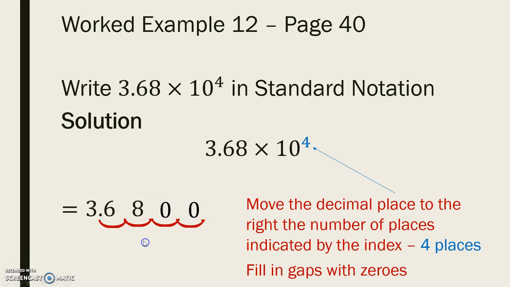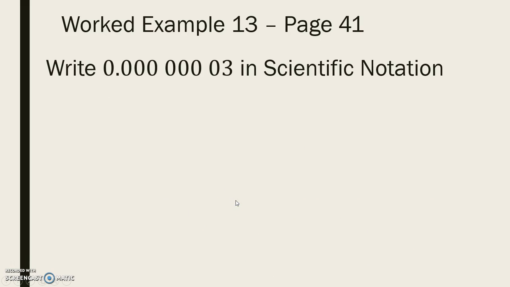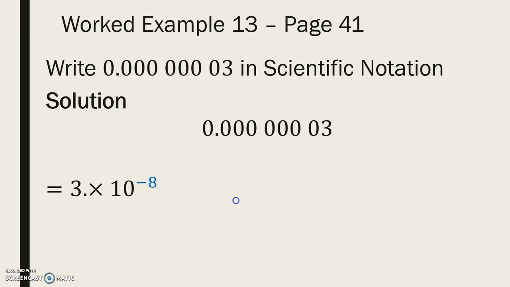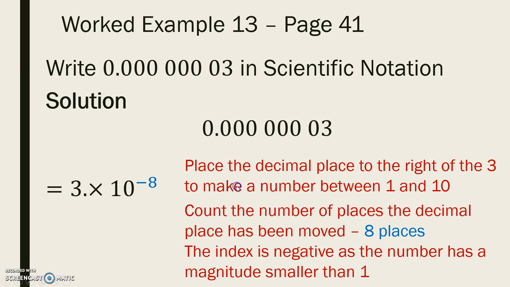Okay, so it's actually 36,800. Decimal place moves from there to there. Now this is our negative index one because it's a small decimal number. Same process as before. This is 3 by 10 to the negative 8. And the reason is, how many places do we move the decimal place? 1, 2, 3, 4, 5, 6, 7, 8.